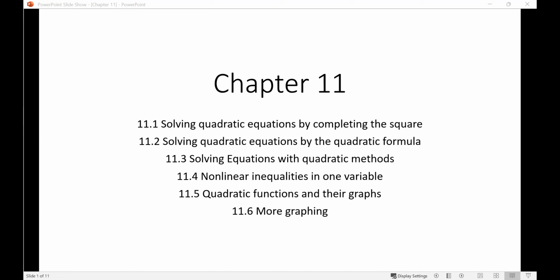Hi, students. We are going to start chapter 11. A lot of chapter 11 is going to deal with solving quadratic equations and some extensions that come from that. This lecture is going to be on section 11.1, solving quadratic equations by completing the square.